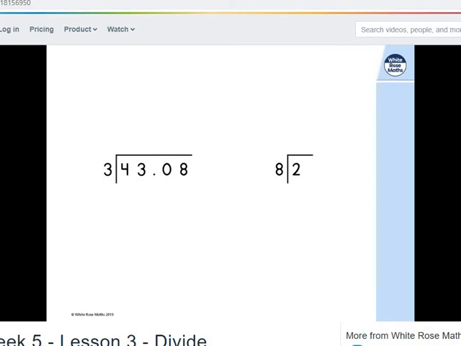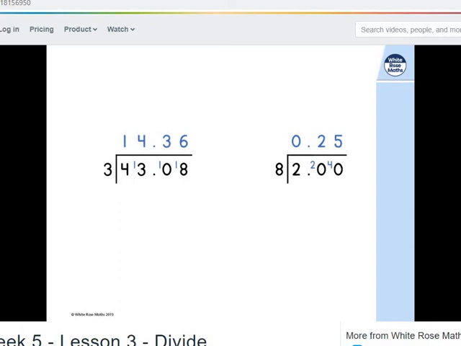Let's have a look. 43.08 divided by 3 was 14.36. And 2 divided by 8, well, if I introduce my 0.00, because I need to do some exchanging here, well, there were no groups of 8 in 2, but when I exchange that, I get 20 tenths. I can get 2 groups of 8, remainder 4, and then I could divide that 40 evenly into 5. So the answer would be 0.25.